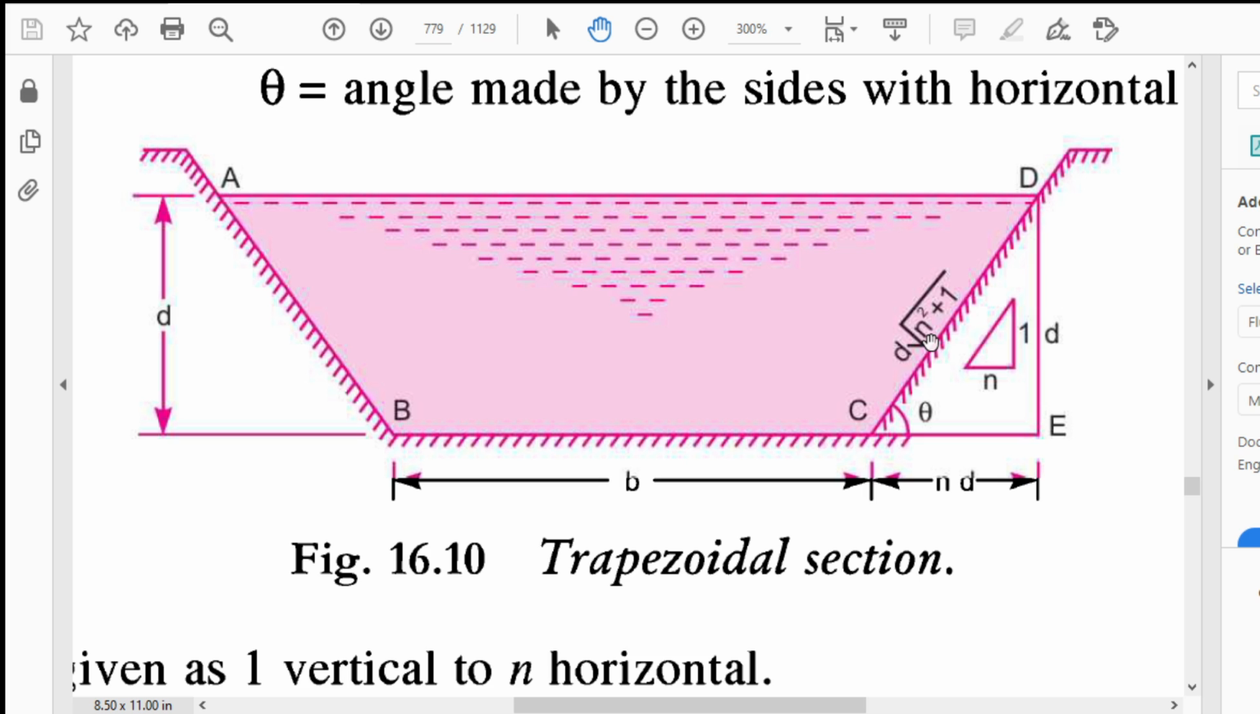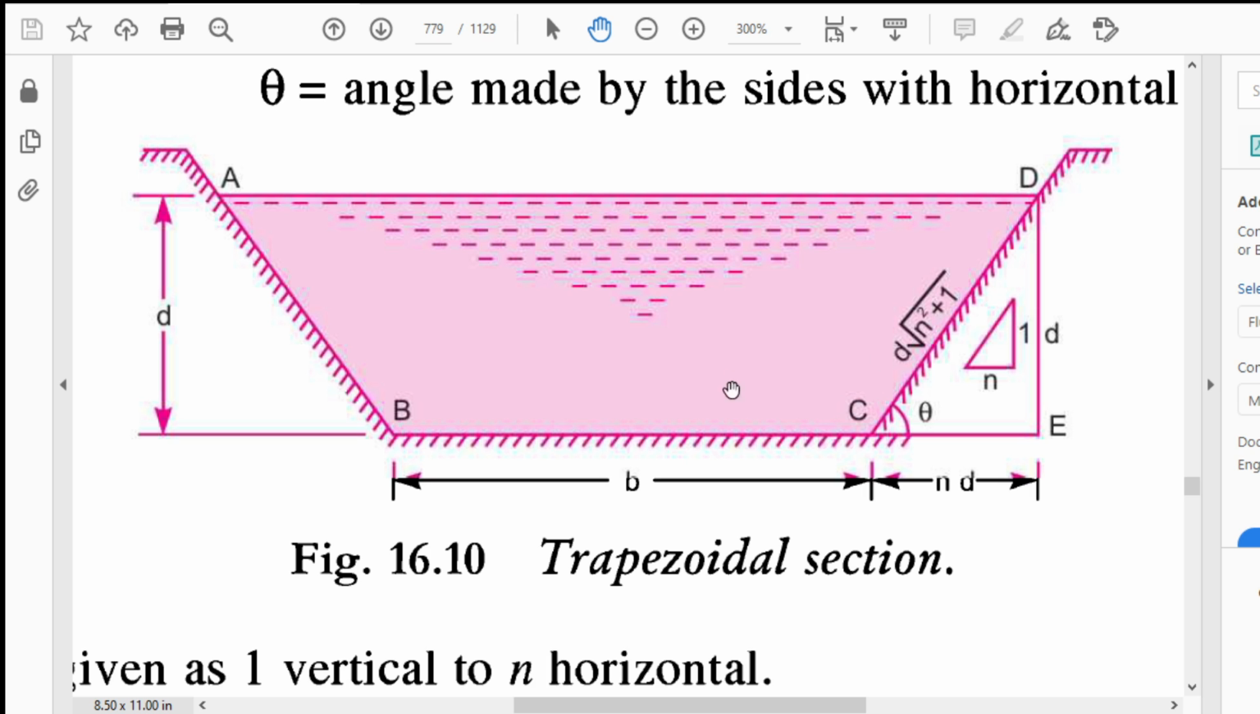As the sides are making the slope of 1 in n, 1 vertical to n horizontal, this is the side slope of this trapezoidal channel. So the sloping side will be D under root n square plus 1. We have to prove that this sloping side is D under root n square plus 1. This will be your one condition.